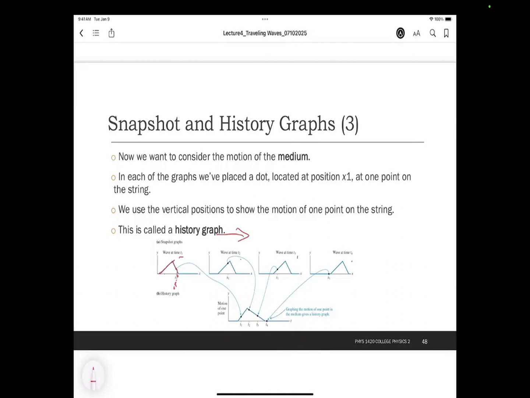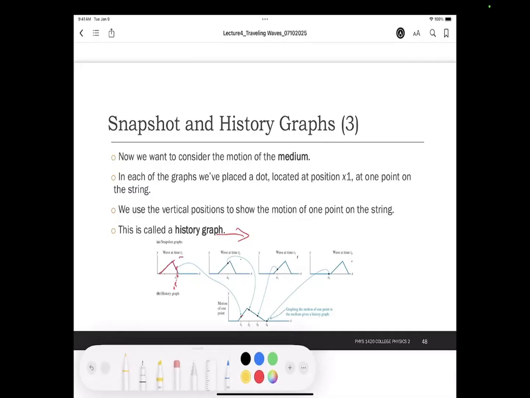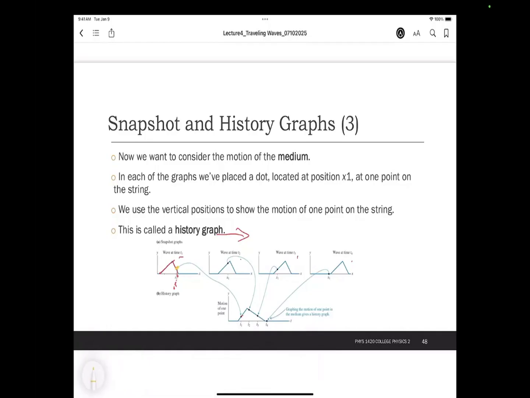Graphing the motion of one point in the medium gives a historical graphic, which means just this point. Let me change the other color. Yeah, this point is just this point. Because the wave travels, this point will show in this wave here and here at time three. This is time one, time two, time three, and time four.